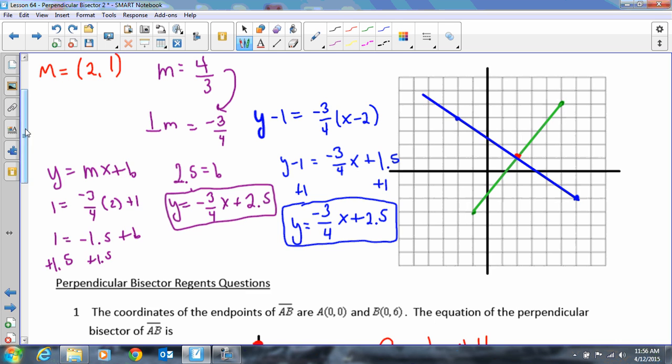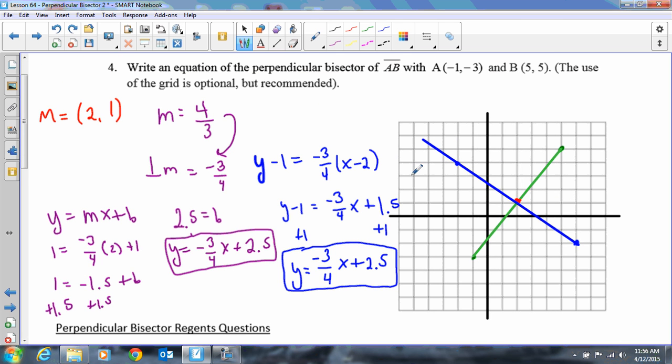So I got the midpoint to be 2, 1. I got the original slope to be 4/3. I changed that to negative 3/4 and used that in my equation. So I use the new slope in the equation, and again, it's y equals negative 3/4 x plus 2.5. Here's the old school way that I did, and here's the new school way that I did it.